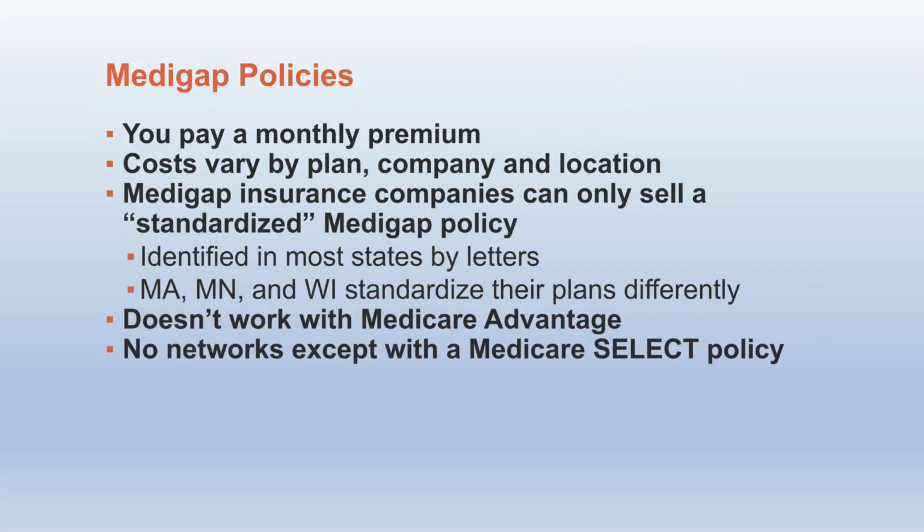With a Medigap policy, you're responsible to pay a monthly premium to the insurance company, which is separate and in addition to your Part B premiums. The cost can vary by plan, company, and location. Medigap insurance companies can only sell a standardized Medigap policy. These are identified in most states by letters, and only 3 states standardize their plans differently.